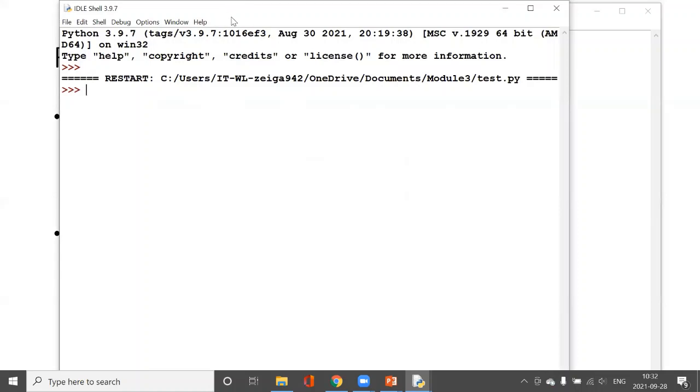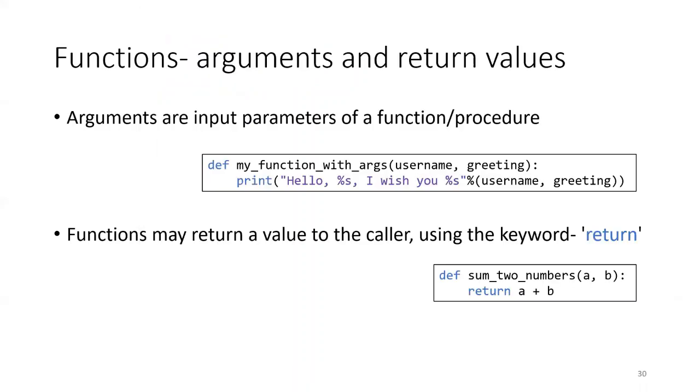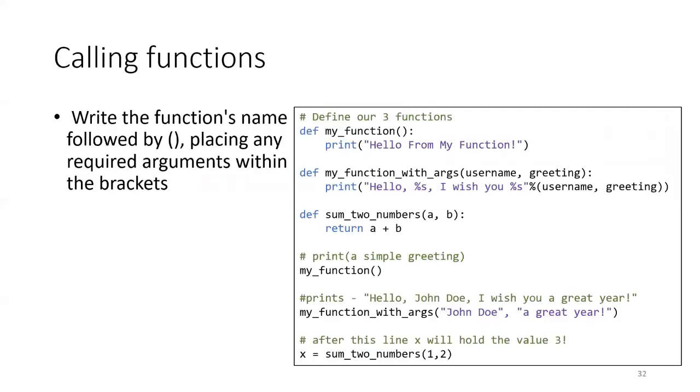This is my main file, but since there is no code in it except for functions, nothing will be executed because the Python interpreter does not execute functions. It just executes functions when they are called. And procedures, as we said, are simply functions without a return value. Now let's see how we can call functions. We use functions when we call them, otherwise they are just useless.